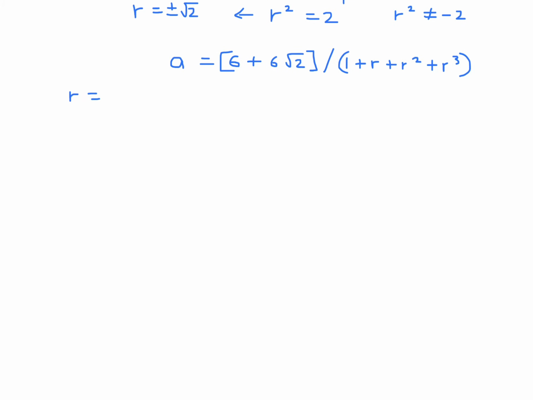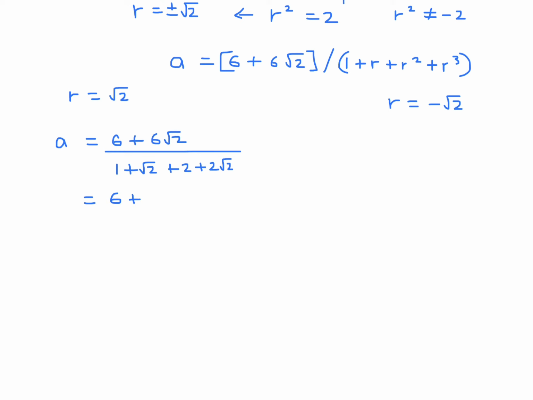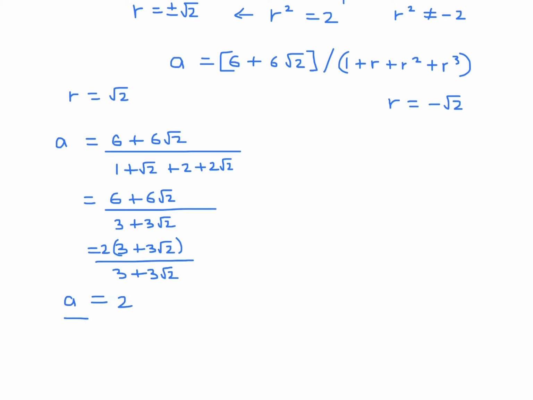So first let's do it for r equals root 2, and then we'll do it for r equals negative root 2. When r is root 2, it's going to be 6 plus 6 root 2, and in the denominator 1 plus root 2 plus 2 plus 2 root 2. And that's going to be 6 plus 6 root 2 over 3 plus 3 root 2. And the numerator looks like it's 3 plus 3 root 2, but with the 2 out front if you factor it out. And then therefore it just cancels and you just get 2. So that's my first value for A.